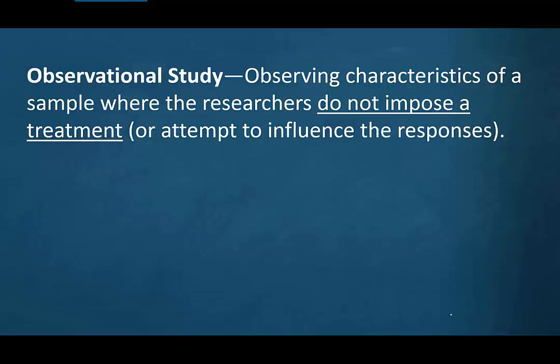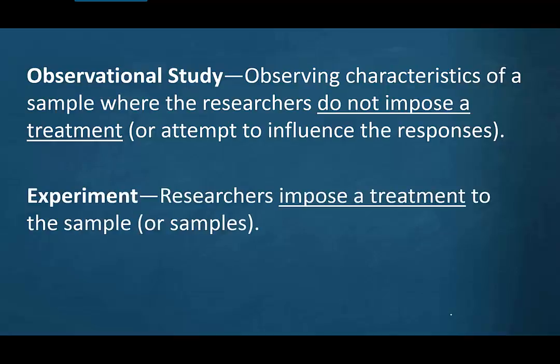So let's first look at the definitions of the two types of studies. We have observational study and experiment. In the observational study, we're observing some characteristic, some variable of a sample, where the researchers do not impose a treatment. They don't attempt to influence the responses at all. They just sort of look to see what's happened. And then we have an experiment, sometimes called a designed experiment. Researchers impose a treatment to the sample or samples.